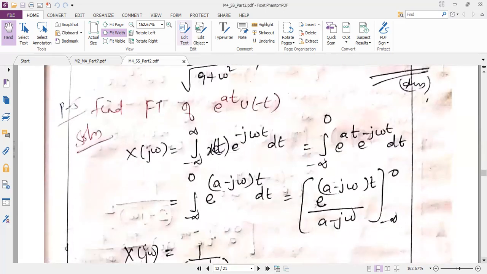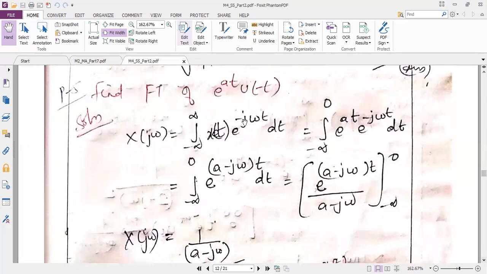The next problem also, you can do it on your own. Write the question and leave space for this problem. We are not solving it now, okay? Find the Fourier transform of e power at into u of minus t. So u of minus t means the limits, you know how to modify it. It is at the negative side, so minus infinity to 0, that's it.